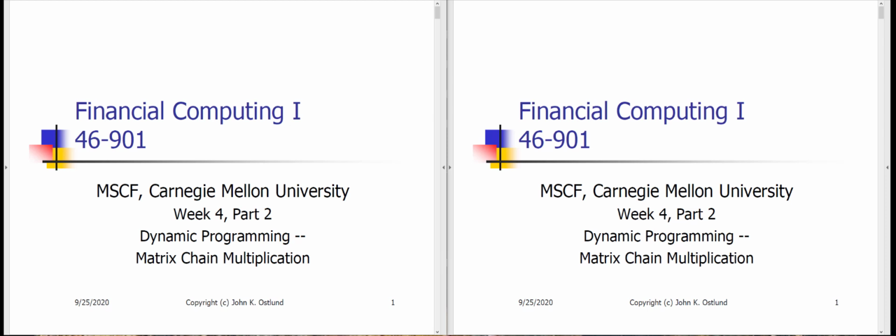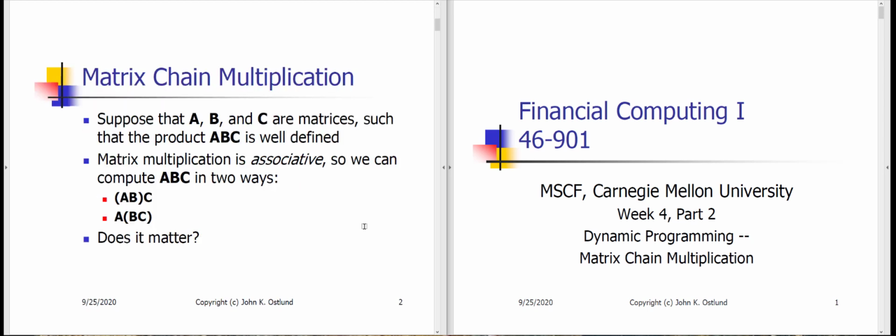Okay, so welcome to week 4, part 2. We're going to take a look at another dynamic programming algorithm here about matrix chain multiplication. So let's dive into this.